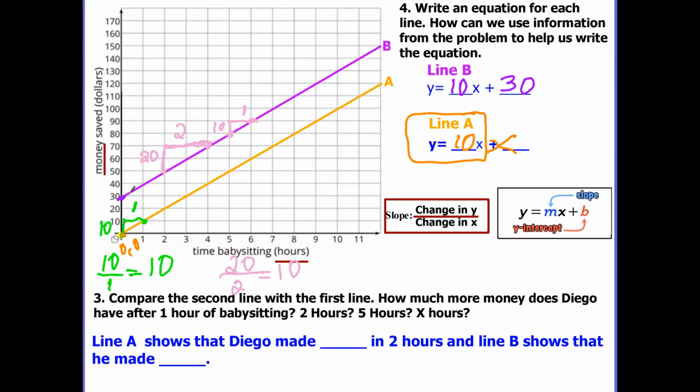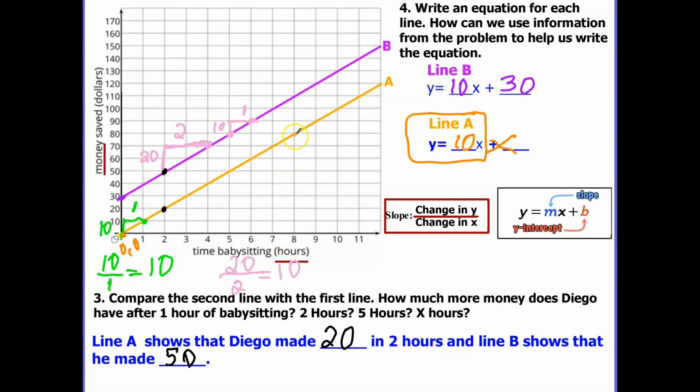So let's see how much he made in 2 hours. So when I look here at line A and line B, for line A, Diego made $20 in 2 hours. And for line B, he made $50. This is because for line B, he already started with $30 in the bank. And that is the same for everything.